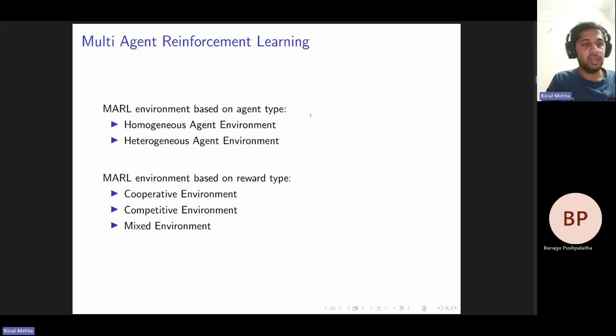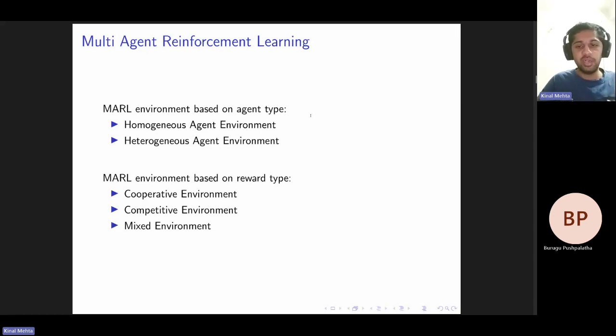And based on the environment type, the multi-agent environment can be either a cooperative environment, where all the agents have to cooperate with each other to maximize their cumulative sum of rewards, or a competitive environment, where each agent is working to maximize its own objective and is not at all concerned about the others' objectives. And then there are mixed environments, where some cooperation is required and there's some form of competition as well.